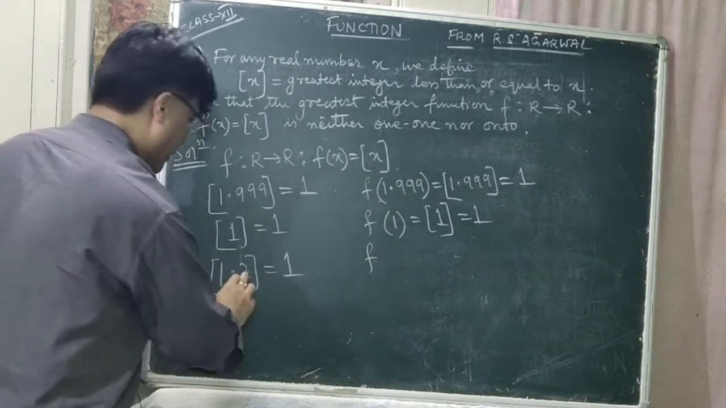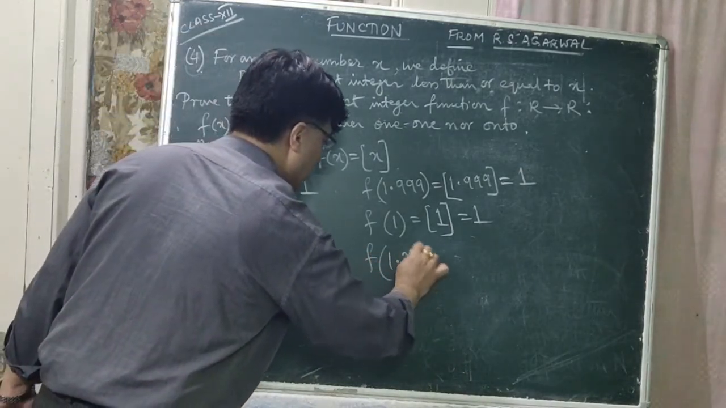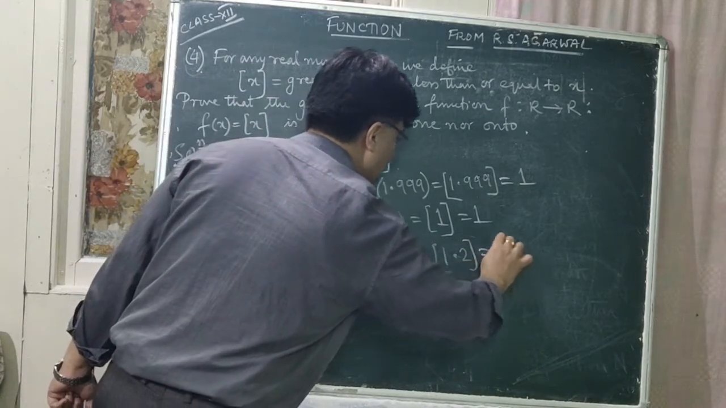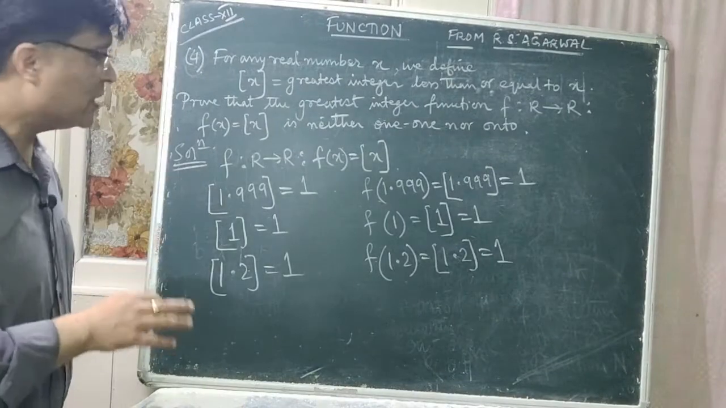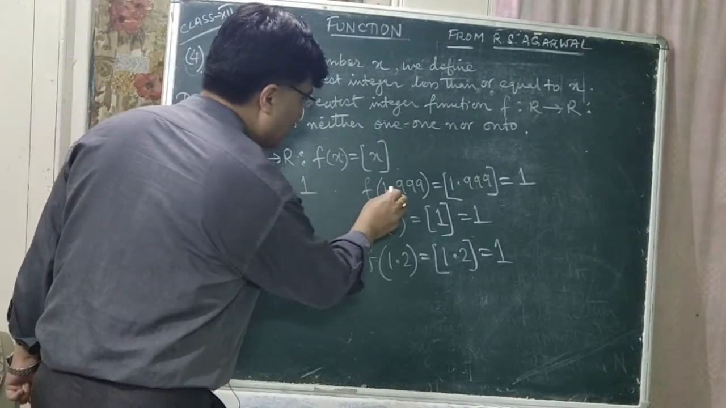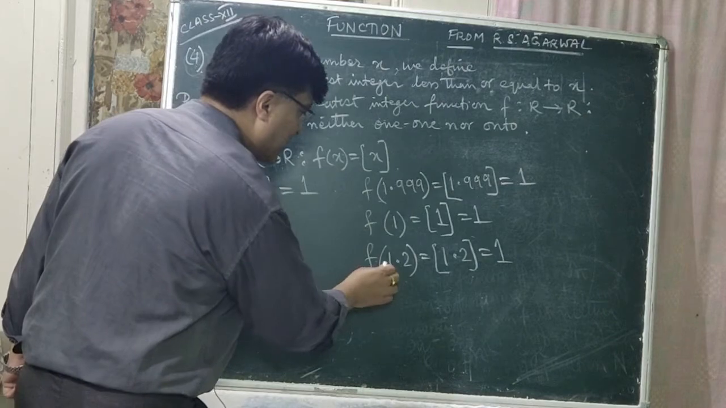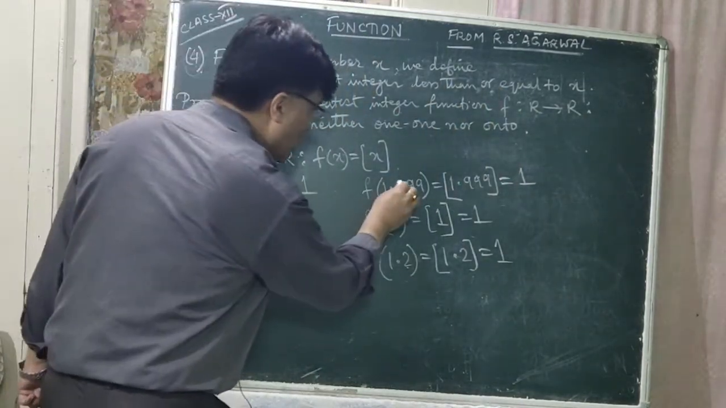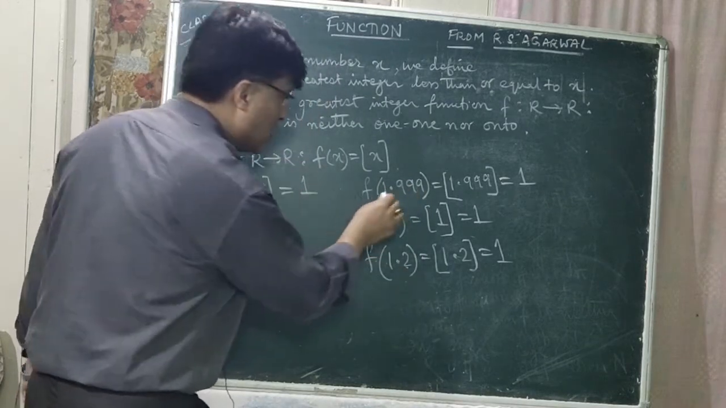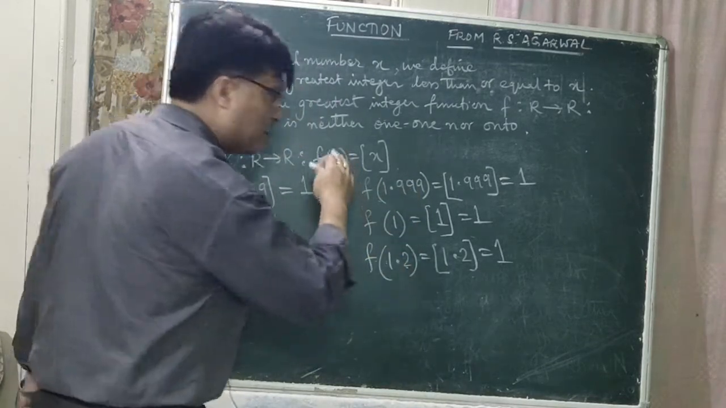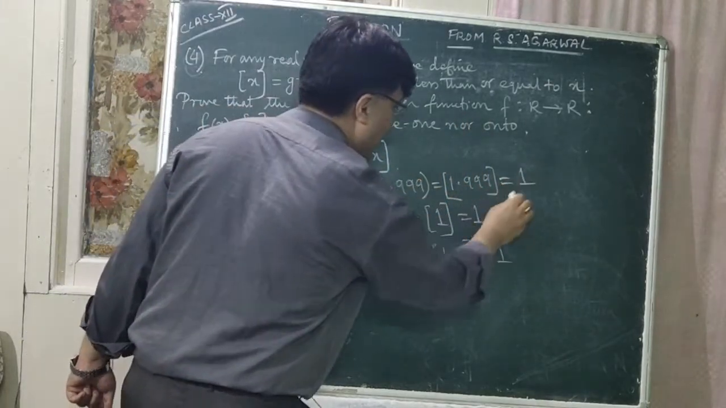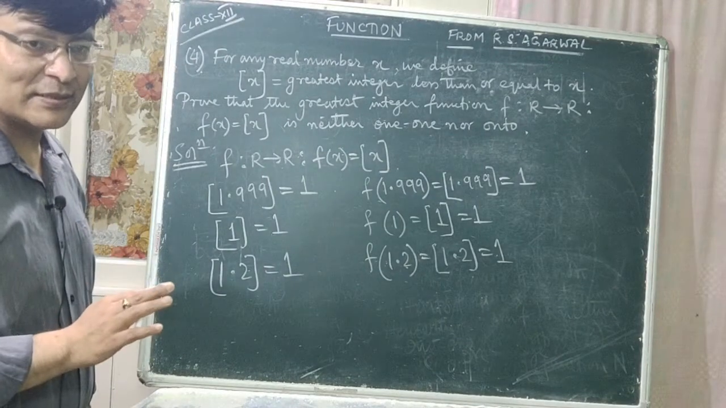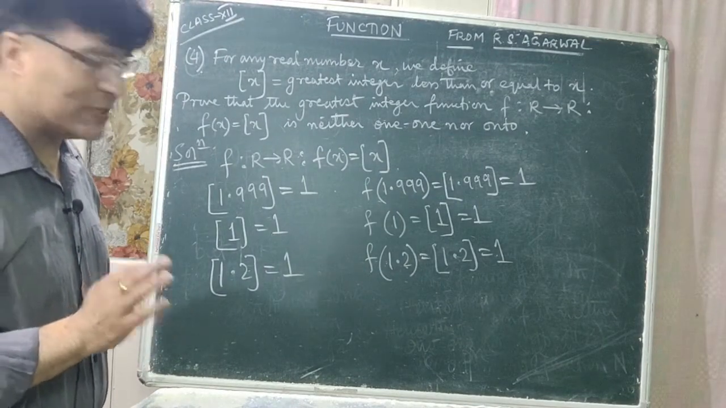If you write f of 1.2, within bracket 1.2, it means within third bracket 1.2, which is also 1. So this indicates that this 1.999, this 1 and 1.2 belong to the domain R. All these values of x have got the same image 1, 1, 1 in the codomain R. That means it is a many one function, isn't it?